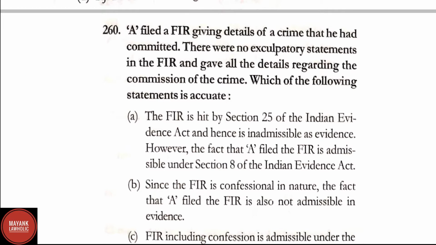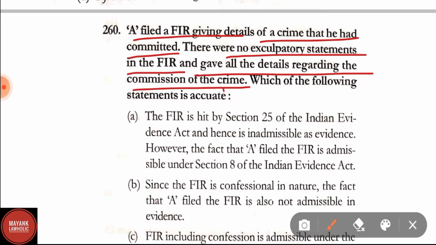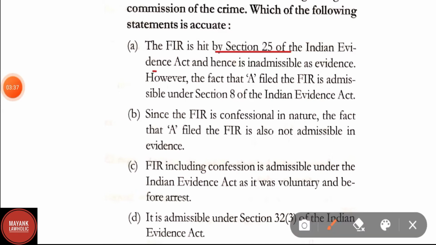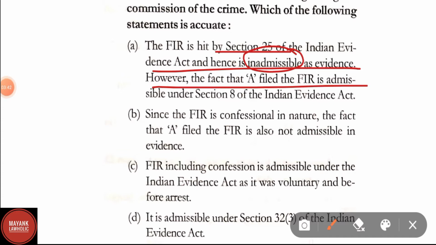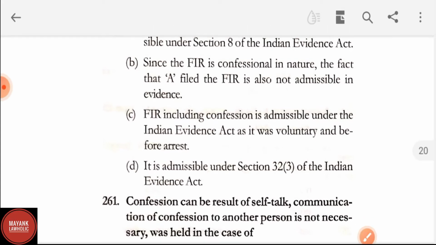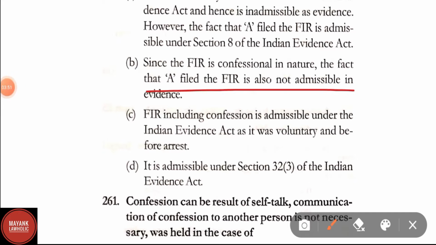Question number 260. A filed an FIR giving details of a crime that he had committed. There were no exculpatory statements in the FIR and he gave all the details regarding the commission of the crime. Which of the following statements is accurate? Option A. The FIR is hit by section 25 of the Indian Evidence Act and hence is inadmissible as evidence. However, the fact that A filed the FIR is admissible under section 8 of the Indian Evidence Act. Option B. Since FIR is confessional in nature, the fact that A filed the FIR is also not admissible in evidence.